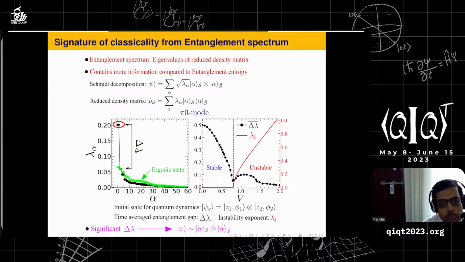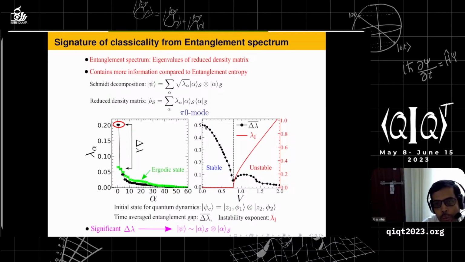So the entanglement spectrum contains two parts. The first part is with the largest eigenvalues. They contain the underlying classical behavior. I'll come to this point, why I'm calling this underlying classical behavior. And then there's a tail part, which is like the ergodic part of this.